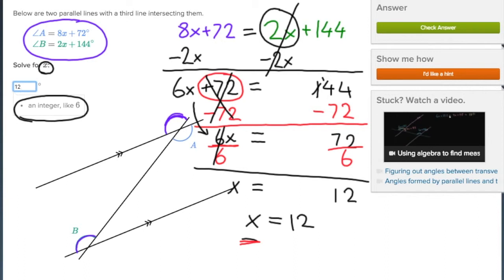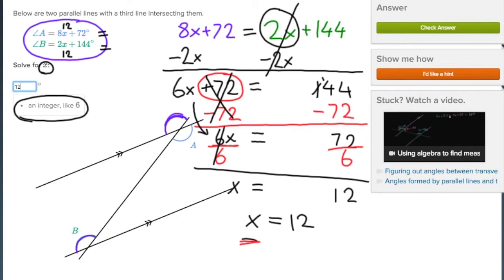And you'll notice if you were to plug in 12 for either one of these x's, you would end up with the same answer, right? Because we said at the beginning that these are equal to each other. So let's double check that, okay?